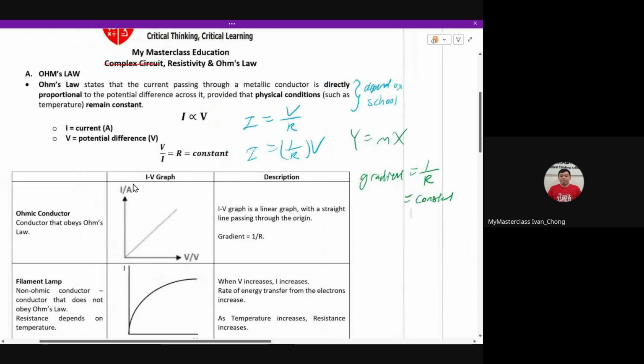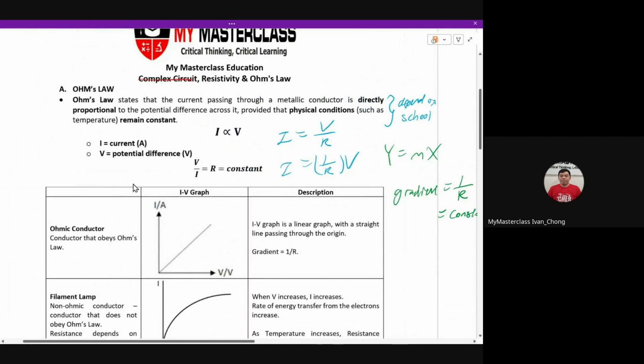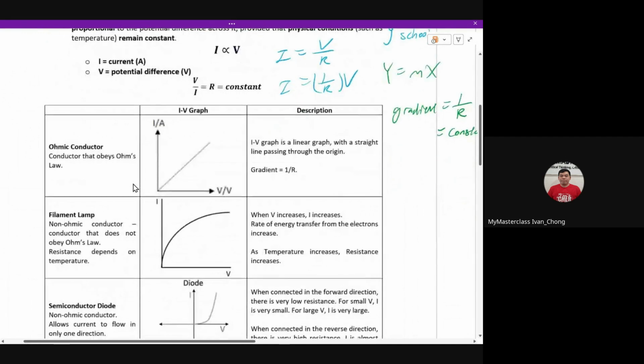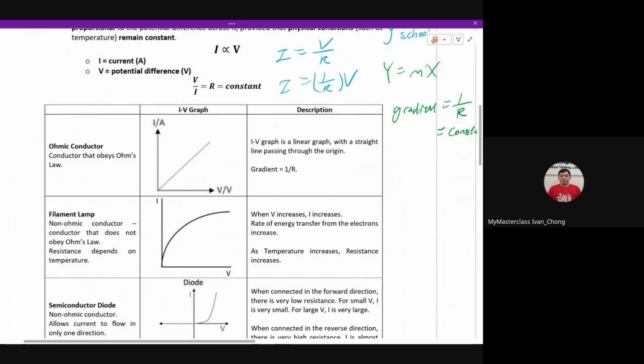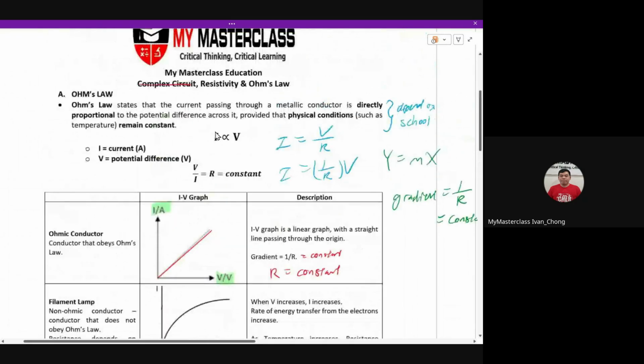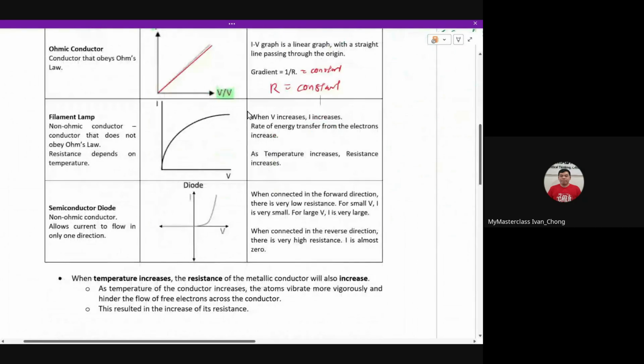So if you obey Ohm's law, what does it mean? You will end up with this graph. Do take note, this is an IV graph. Your gradient is 1/R. This is a constant because you have a diagonal straight line. What does that mean? It also means R is constant. So if you obey Ohm's law, your resistance is constant. On the other hand, if you do not obey Ohm's law, your resistance is not constant.